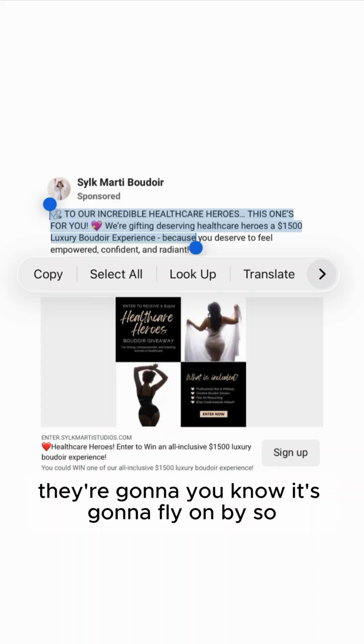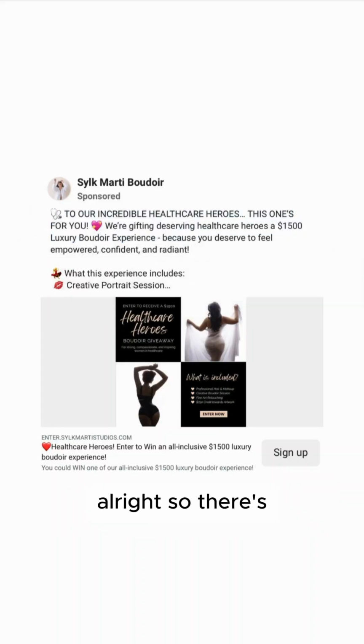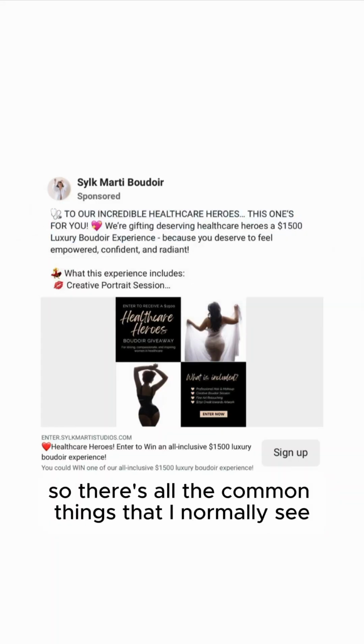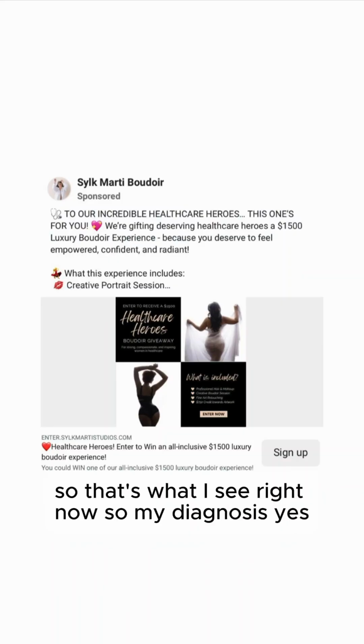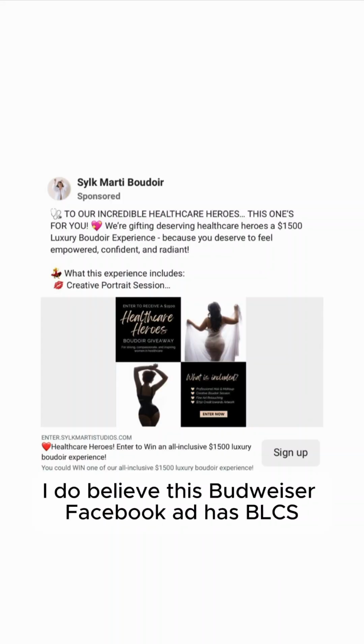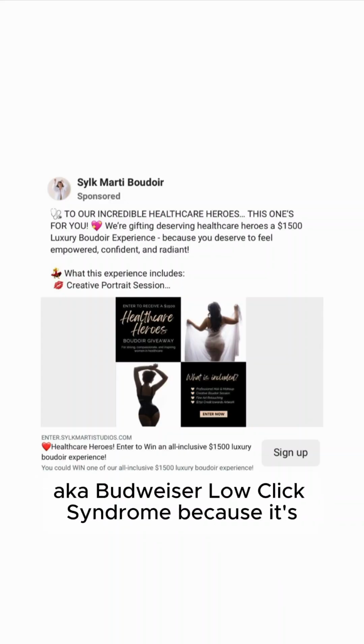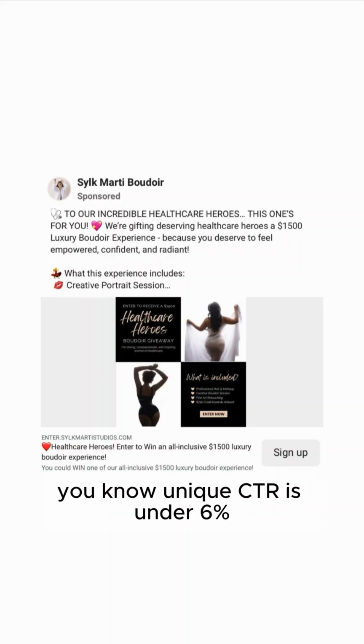So, all right, those are all the common things that I normally see, and that's what I see right now. So my diagnosis: yes, I do believe this Boudoir Facebook ad has BLCS, aka Boudoir low click syndrome, because its unique CTR is under 6%.